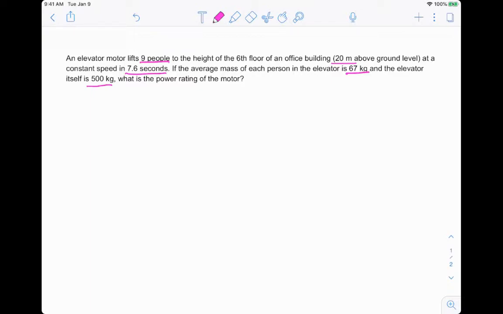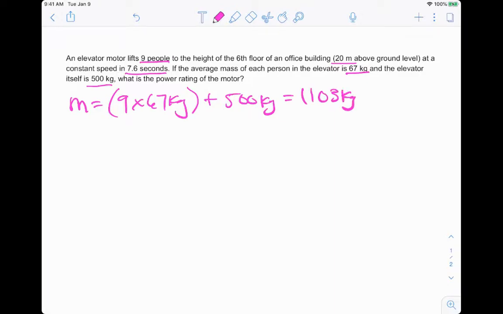So I've underlined what I'm given in this problem, and now what we're going to do is actually write down our givens. So the total mass here is going to be 9 people times 67 kilograms for each person. And then we also have, that's a plus, I know this is kind of weird, we also have that 500 kilogram mass of the actual elevator. So the total mass will end up being 9 times 67, and then I'm going to add 500, and I end up getting 1,103 kilograms for the total mass.